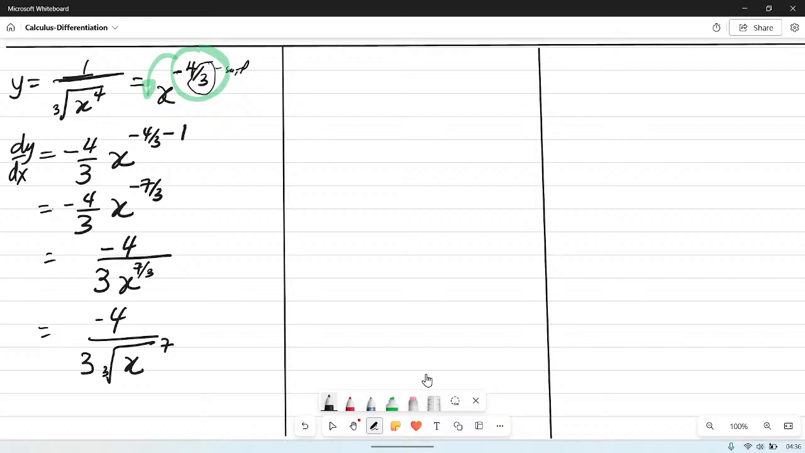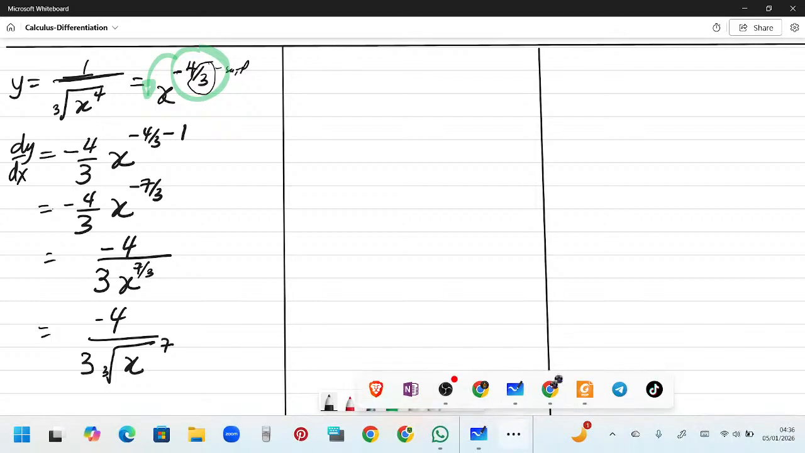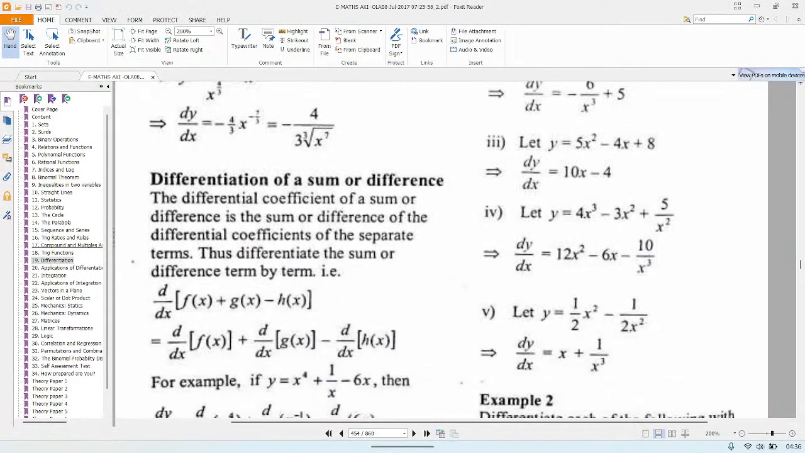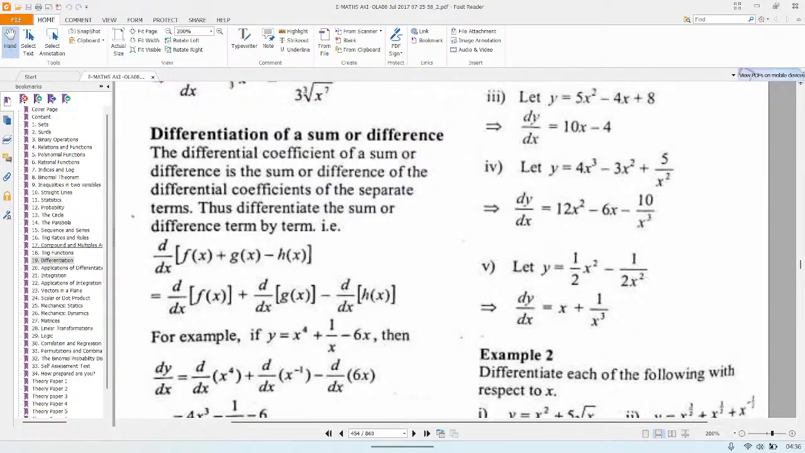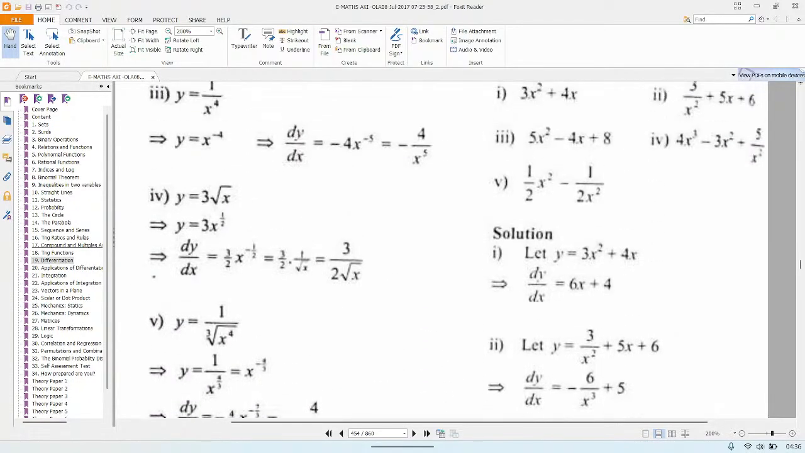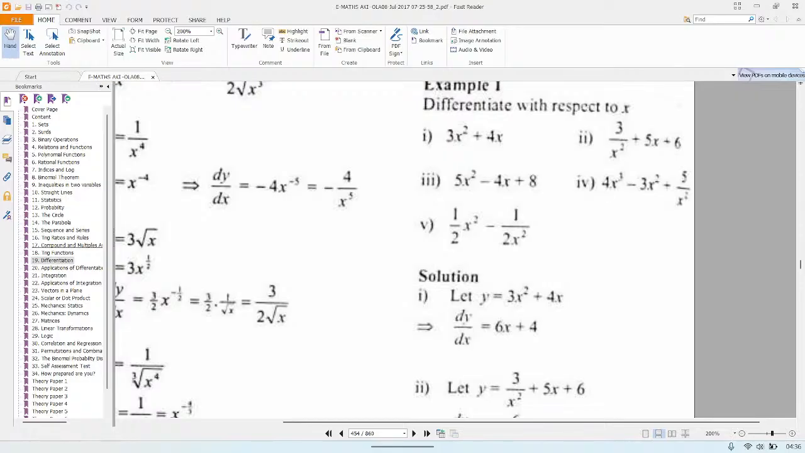Okay, so this is normal differentiation. Let's see if you can do some elements, sum or difference. This one is very easy. The sum or difference, you just do them as they are. Okay, let's see number four. Number four is quite plain, lengthy.